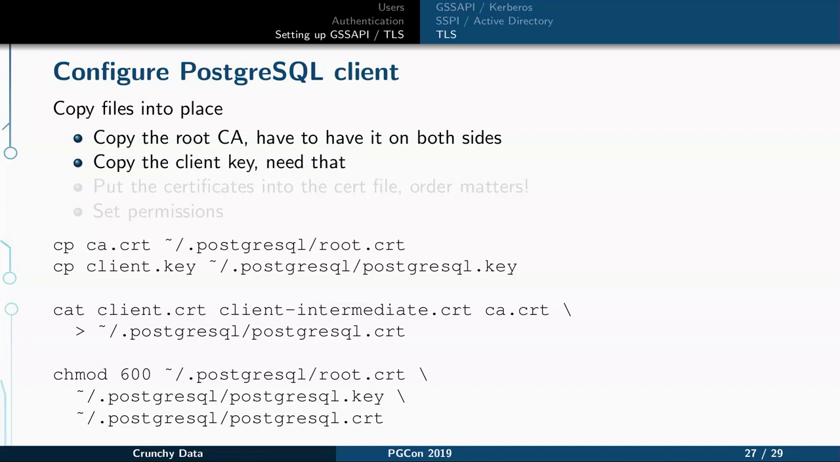All right, configuring the Postgres client, you have to copy the root CA. We need that on both sides to verify each other. We need the client key, and we also have to put the certificates into the cert file. Again, order matters, except maybe on 1.3, but you still have to have the client cert first, and then some list of CAs, and then not the root CA. I don't know what options Postgres added to the verify cert callback. It's a verify cert callback in Postgres. I'd have to go look what it accepts. I don't know offhand. So these are the commands to do all of that. You think it's 1.2? I'd have to go look at the code to make sure, but hopefully it's 1.2.